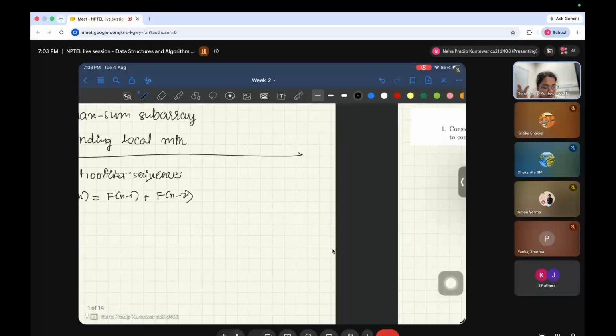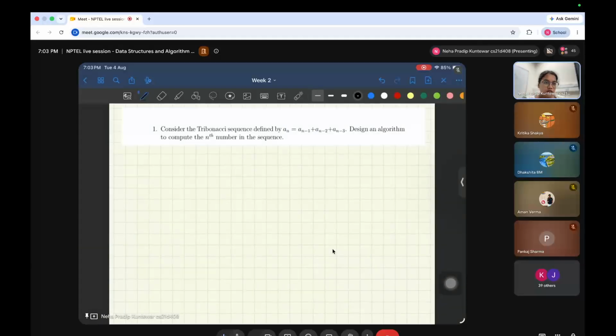Okay, so consider the following variant of the Fibonacci sequence, where your nth number is the sum of the previous three numbers instead of two numbers. So this is how we define a_n. So the question is that you want to design an algorithm to compute the nth number in this sequence. So how would you do that? Any ideas?